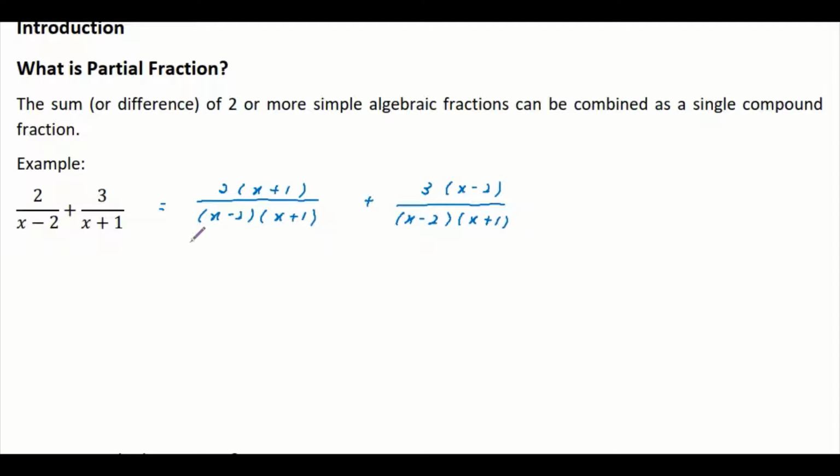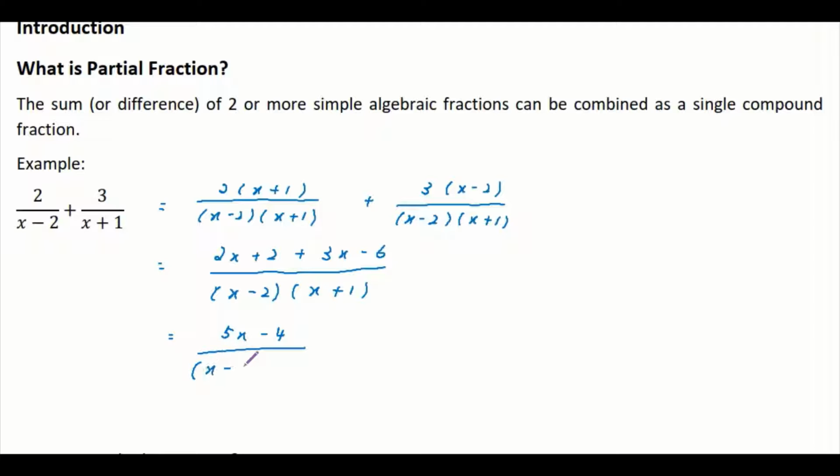After you did this, then only do you have the same denominator, and this is the time that you can add them up, right? So 2x plus 2 plus 3x minus 6, divided by (x minus 2)(x plus 1). Now you can do your operation here: 5x minus 4 over (x minus 2)(x plus 1). All of us know how to do addition and subtraction of simple fractions.